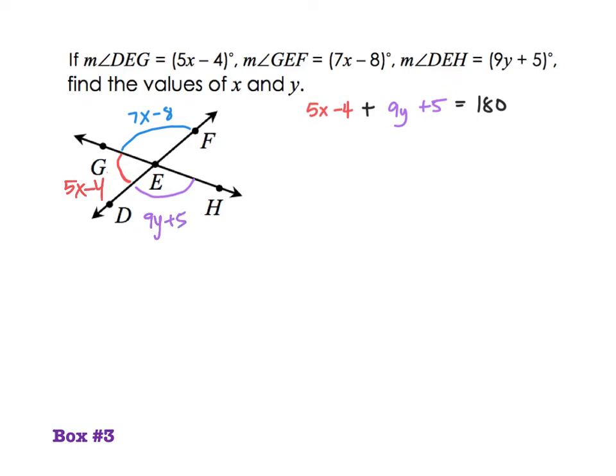Same thing I was doing from D all the way to F. That is also a straight angle. Okay, again, that is also a straight angle, which means it equals 180 degrees. Therefore, if I have 7x minus 8 plus 5x minus 4, that equals 180 degrees.